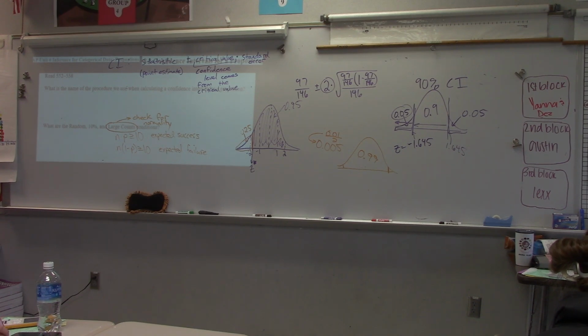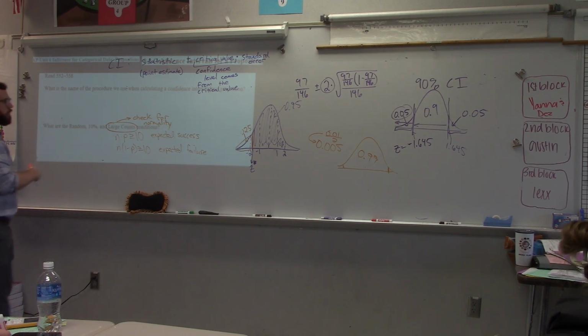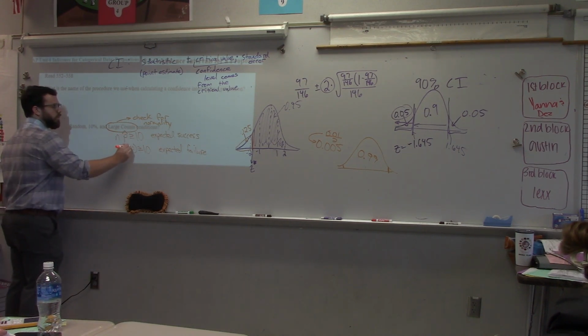That's the parameter. Yeah, that's the parameter. Do we have the parameter? No. In fact, we wouldn't have to do a confidence interval if we had the parameter. So what do you think we're going to use to check for normality here? Yeah. P hat.